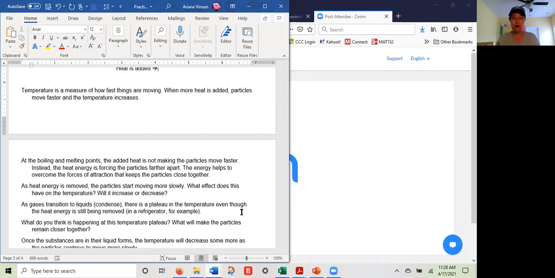Then the next thing you know, we've hit a plateau where the speed is not changing, whether it's the particles in the freezer or the dancers on the dance floor. Their speed is no longer changing. The temperature plateaus, but the music's still getting slower. The heat energy is still being removed. So what's happening? How can everything seem like it should still be getting slower, but it's not?